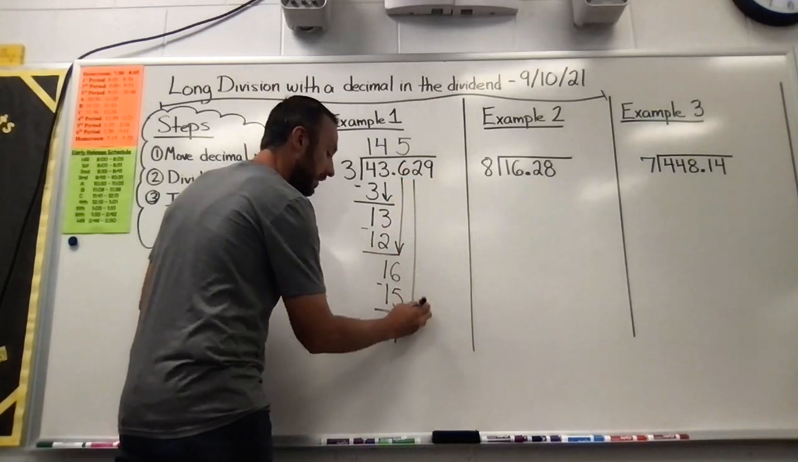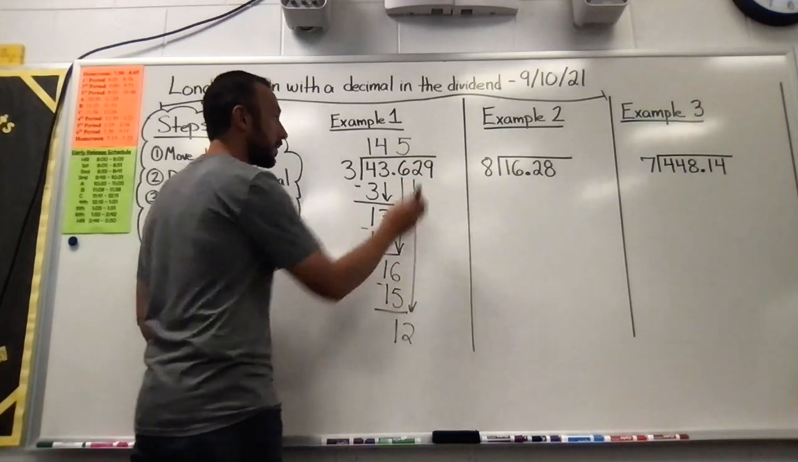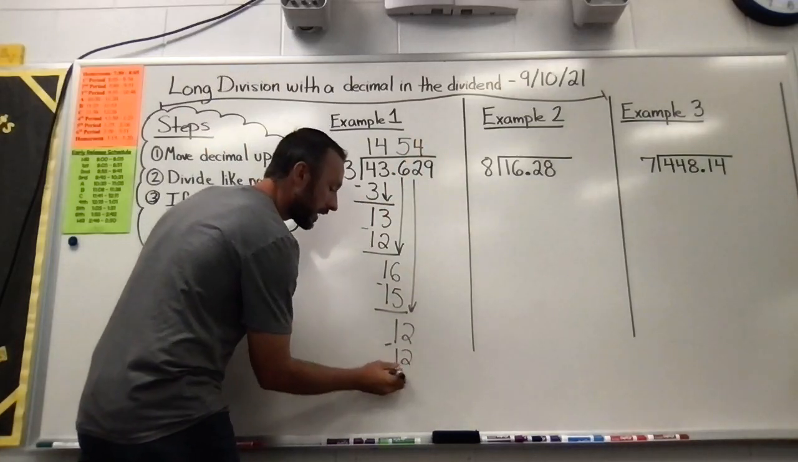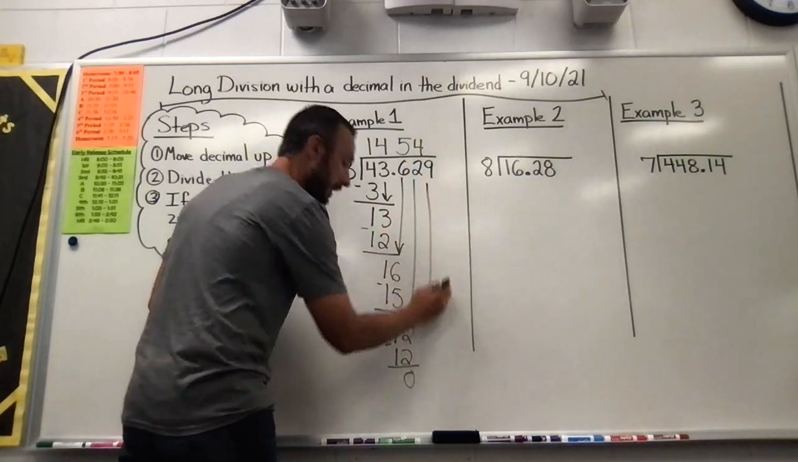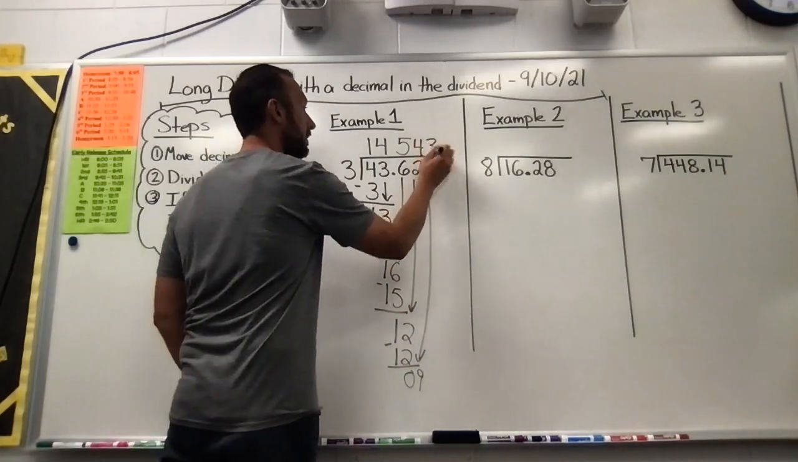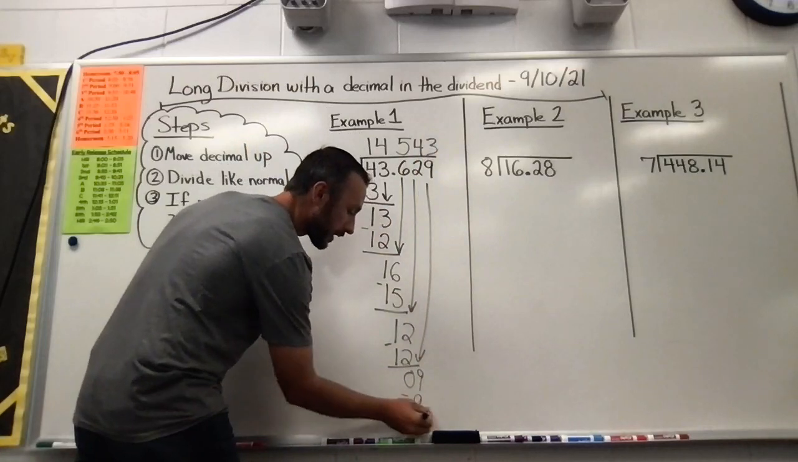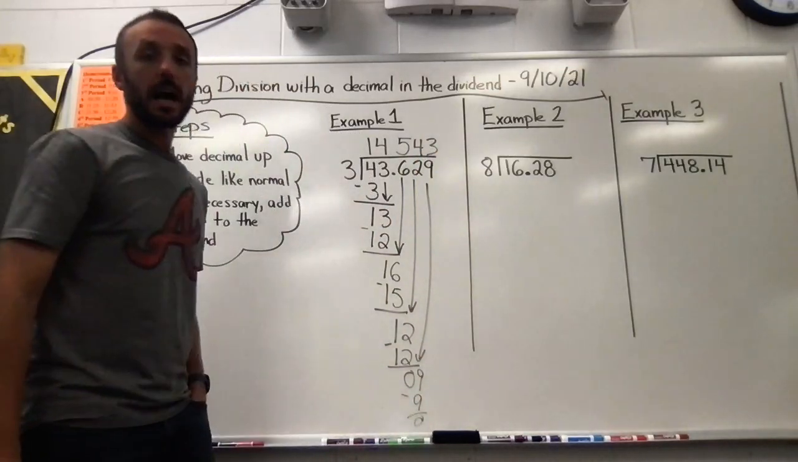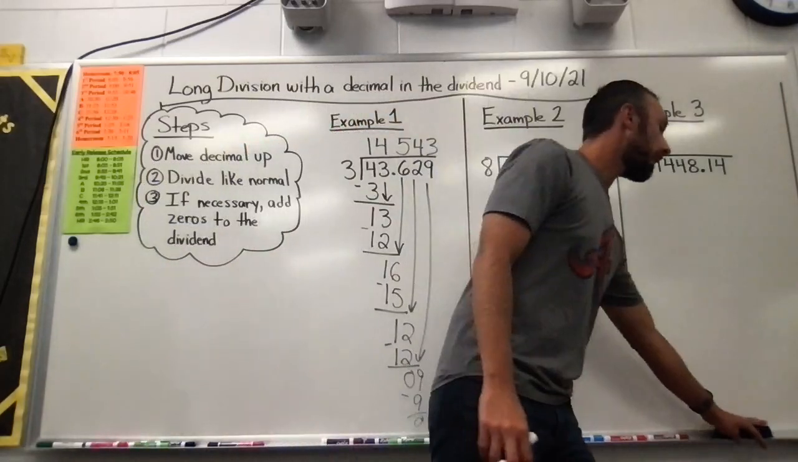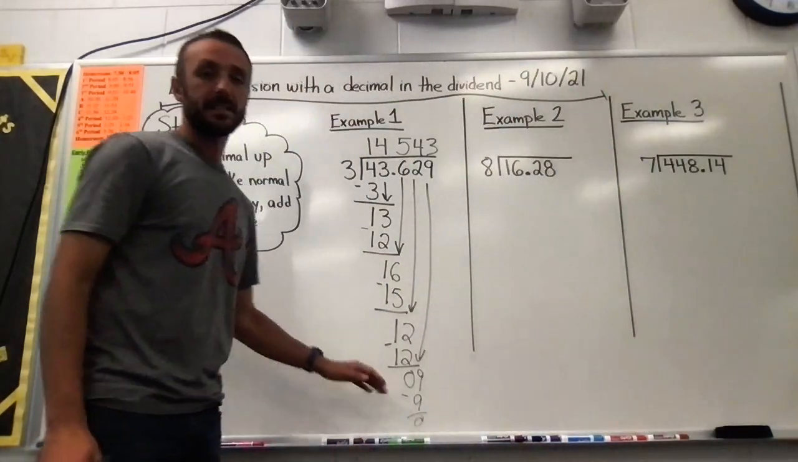Bring down my 2. 3 goes into 12 4 times. I multiply, 3 times 4 is 12. I subtract, I get 0. I bring down my 9. And 3 goes into 9 3 times. That is 9. I subtract, I get 0. You will notice that I continue to do this problem until I get my remainder, my bottom number here, as 0.